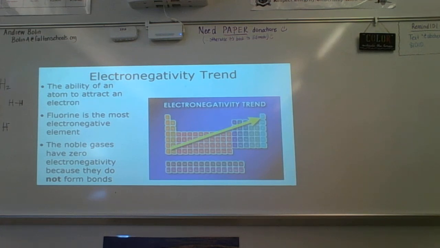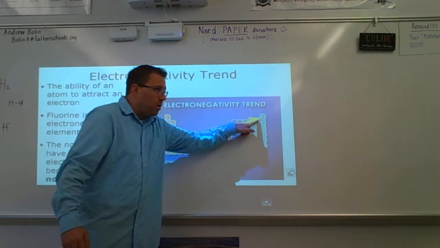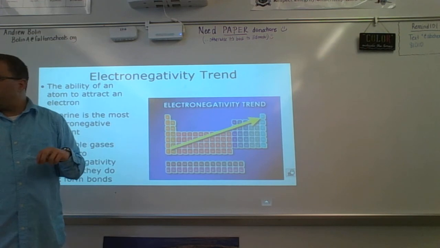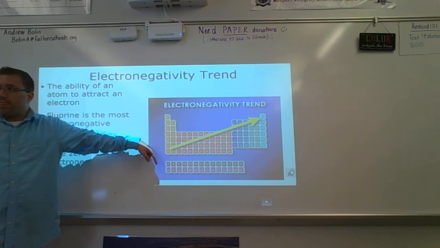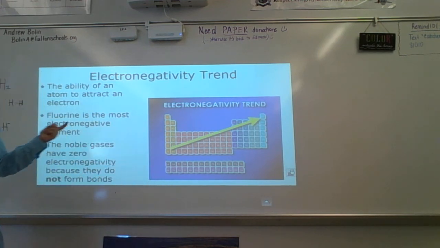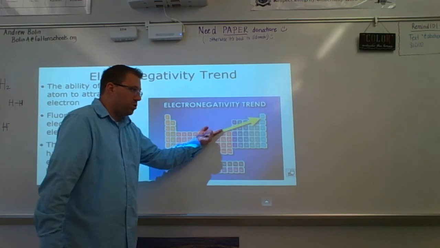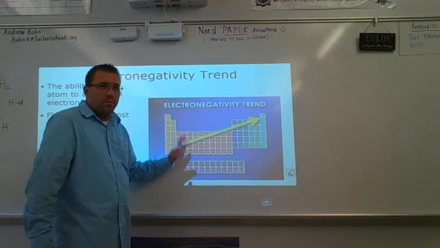All right, so electronegativity. We said yesterday that fluorine was the most electronegative element. Basically, all electronegativity means is the ability of an atom to attract an electron. So the more electronegative it is, the more it's going to want to try and accept and attract those electrons. So fluorine, being the most electronegative, right here, what's the least electronegative? Francium. Okay, so the electronegativity increases as you go across the periodic table. So you're going from the bottom left to the top right.